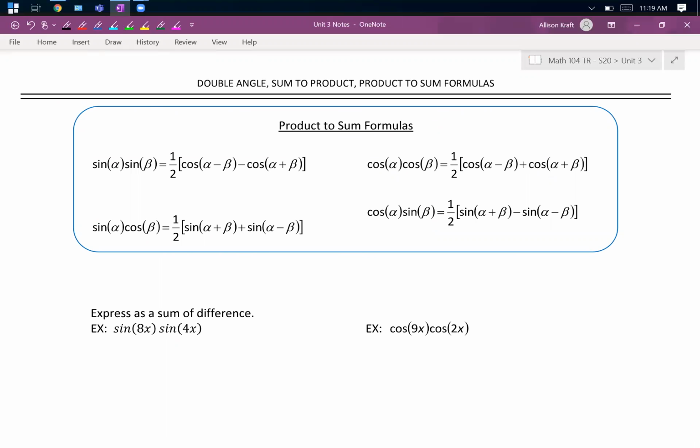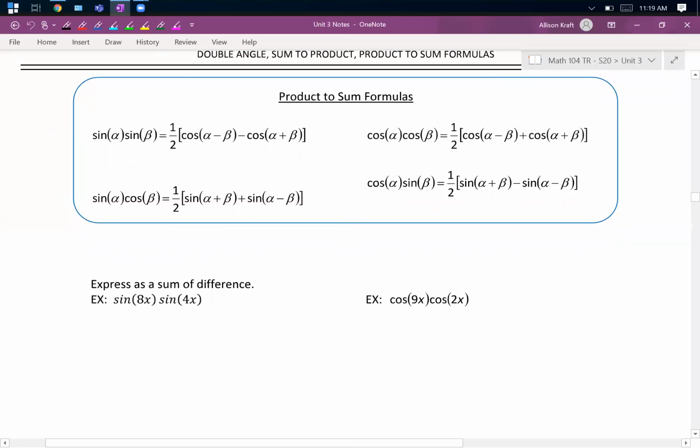So here we have our product to sum formulas. Again, just a different formula. You'll see this formula two different ways, sometimes with that 1/2 out in front, sometimes you'll see it all over 2. So if you Google it or open a book or MyMathLab, it might be listed a different way. So just heads up on that. It is the same formula. I typically like the 1/2 out in front, but it doesn't matter.